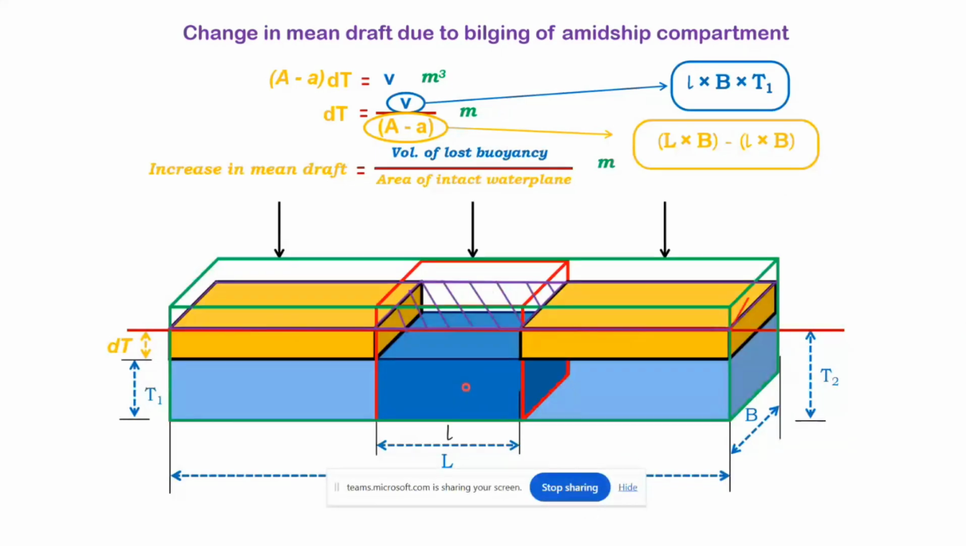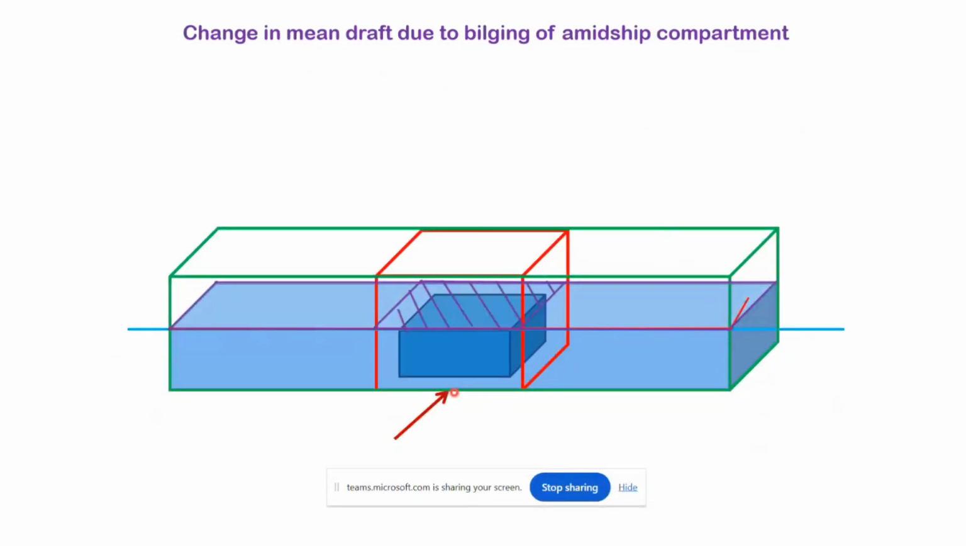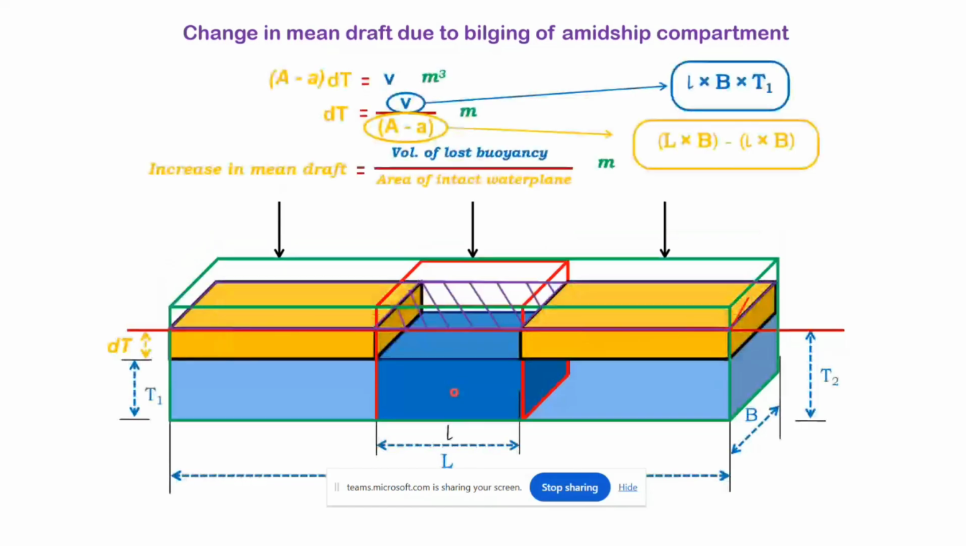Look at this dark blue color cube. What I am talking about is only this volume. Can you notice this? This was the volume of water earlier displaced by the ship. This will be the volume of lost buoyancy. That would be small v. Understood? Yes, sir. Okay, so let us remember this for the time being, and we are going to utilize this concept.